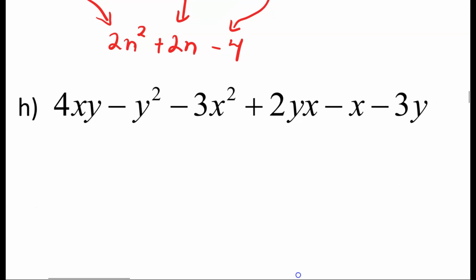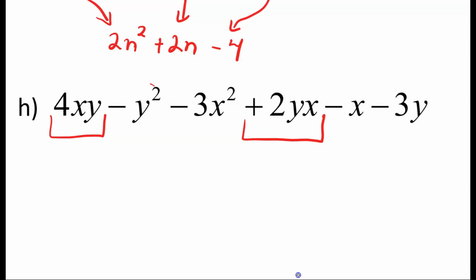But first thing I'm going to do is underline, circle, or box my like terms to help me organize this. So I have a 4xy. I'm looking for any other xy. Well, I have a plus yx. Because they're multiplying in this, they can be flipped around and still be treated the same. So if I have a 4xy, it's going to be the same as my 2yx. When I combine them, I can choose which way I want to write this.